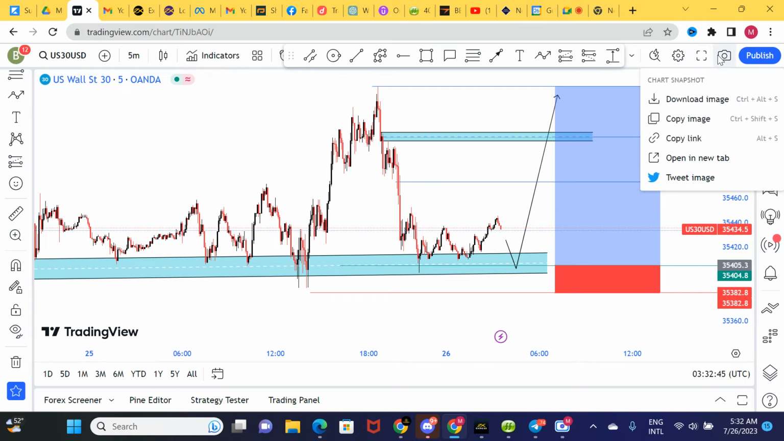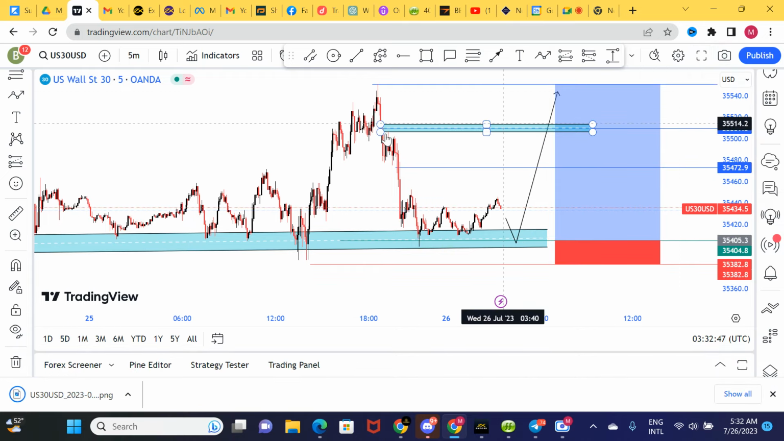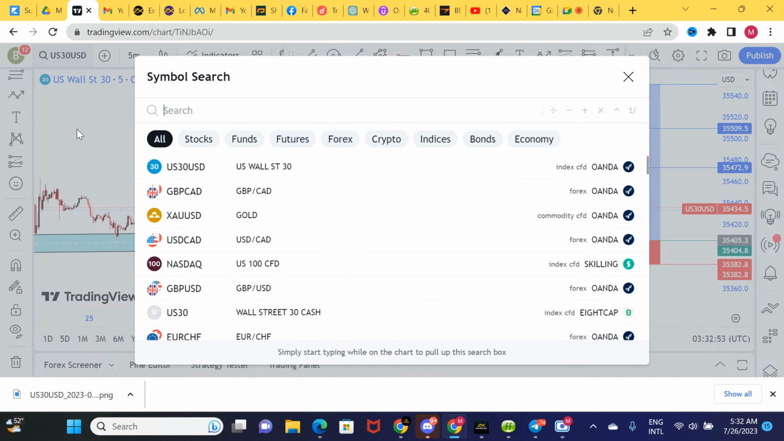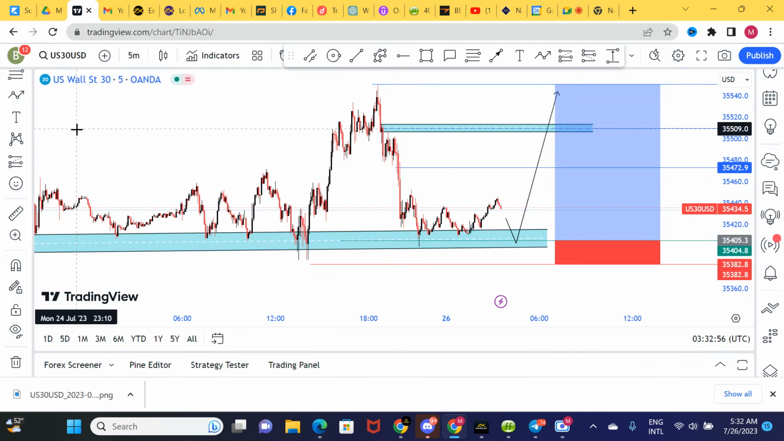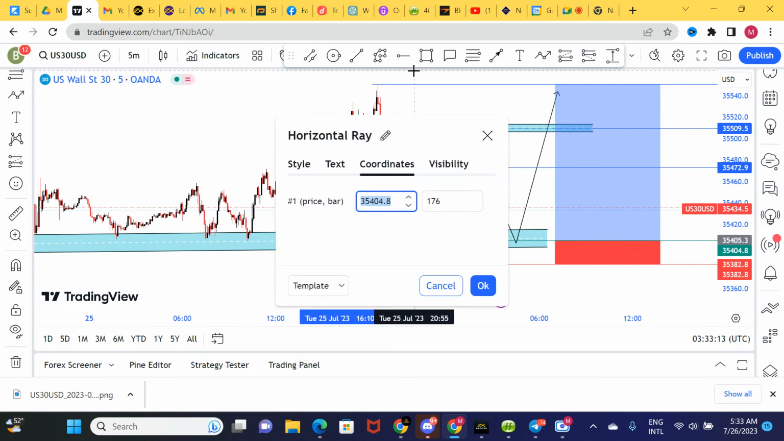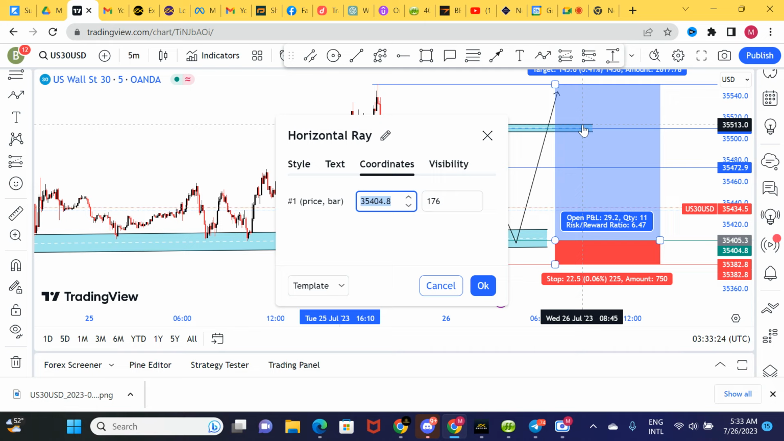This is our US 30 analysis. I forgot to download the other analysis, GBP CAD. So that's that. Allow me to just write these figures. US 30 entry. The entry point is at 35404.8. The stop loss is at, let me put the stop loss. I'm just going to put it here, right?